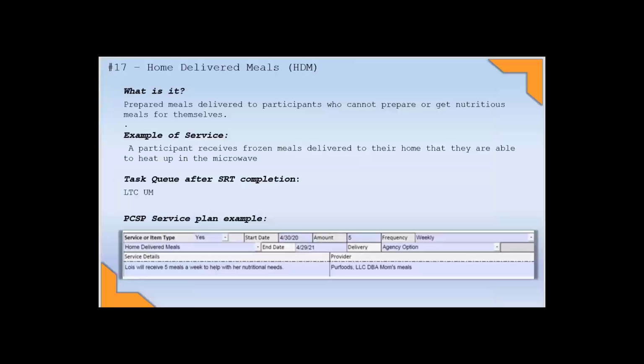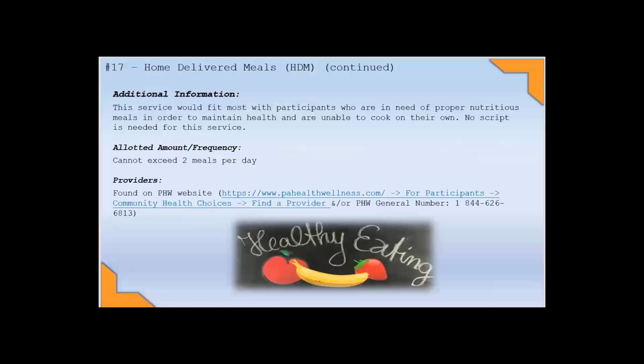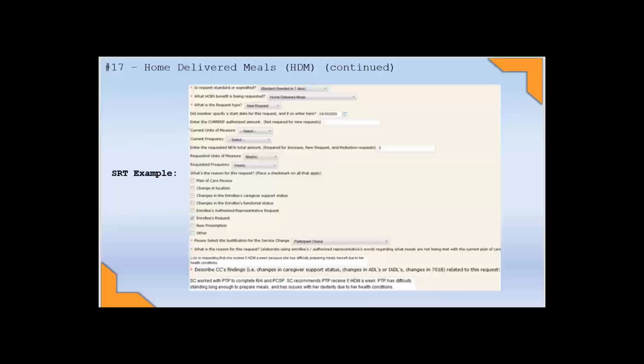Home delivered meals. I think we're mostly familiar with this, but this is prepared meals delivered to participants who cannot prepare or get them for themselves. An example, maybe something like Mom's Meals. A participant receives frozen meals and they are able to just put them in the microwave and eat them. And we cannot exceed 2 meals a day. We can find providers on the PHW website, as well as working with our PC team and our SRT example.